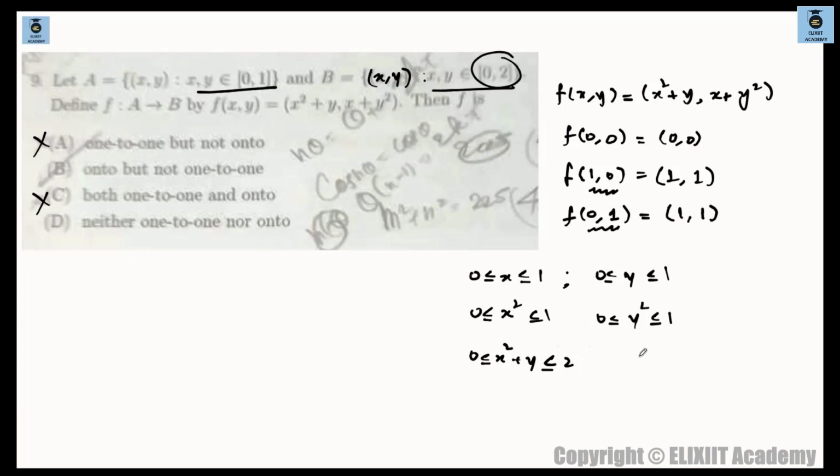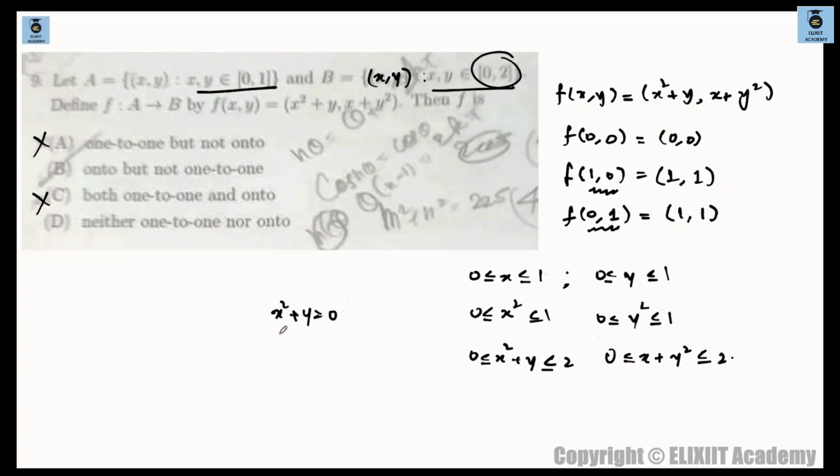And similarly, X plus Y square should also lie in between 0 and 2. But you will see that this value is not acceptable over here. This 2 part is not acceptable. 2 is not possible over here. I'll say the reason for it. Because X square plus Y is there. If X square plus Y square is equal to 0, let's say, I'm thinking from the output point of view.